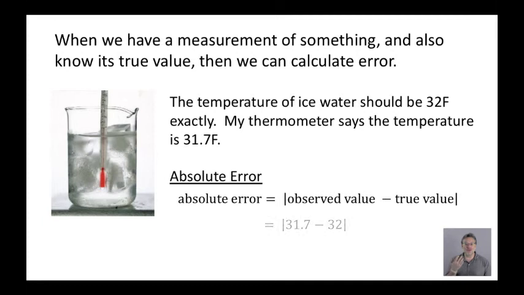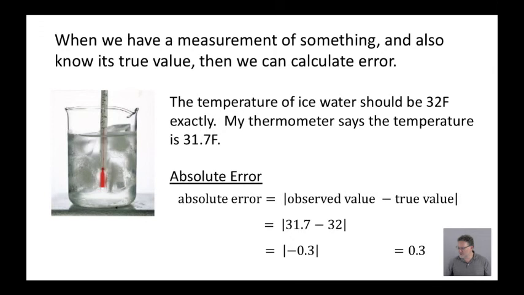So what do we do? We take the observed value, the value that's being recorded by the instrument. We subtract off what it's supposed to be, and we take the absolute value of that because we want it to be a positive number. 31.7 minus 32, that's a difference of negative 0.3. We take the absolute value of that to get a positive 0.3. That's our absolute error. But we can also describe this in terms of relative error and percent error, which we will get to in just a moment here.